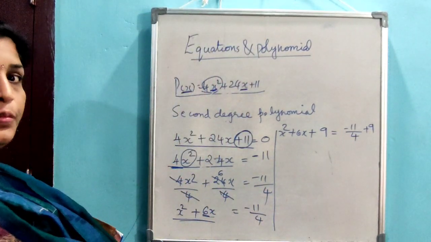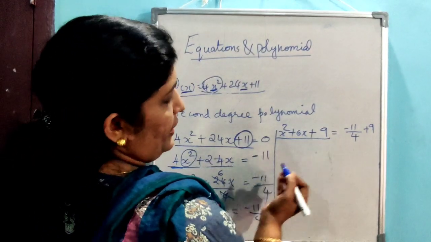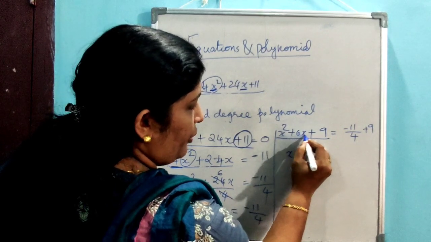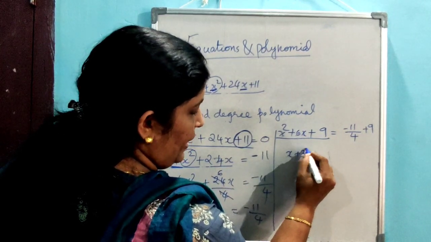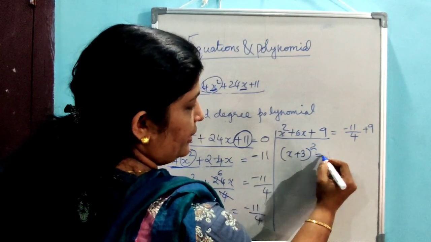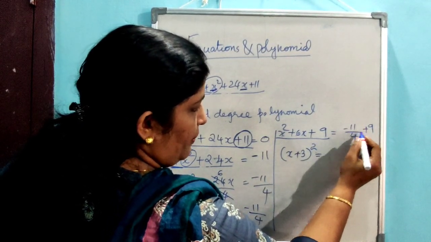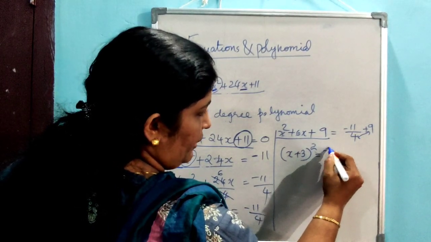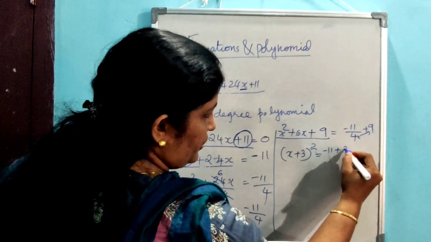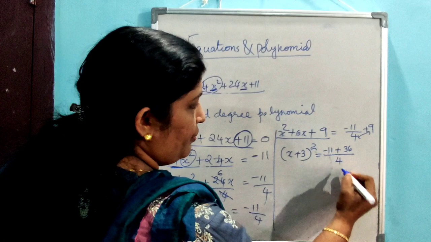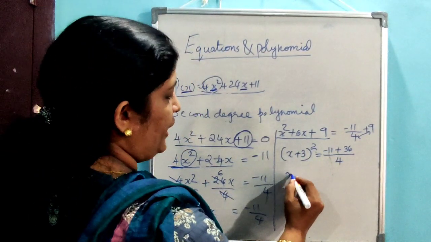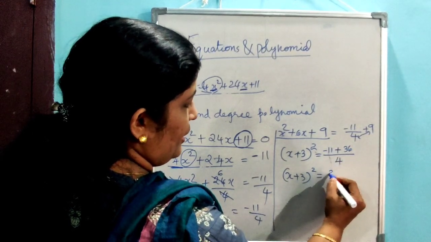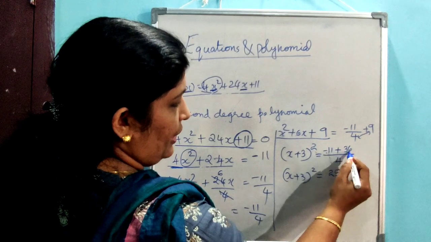Add the same number on both sides of the equation. So this side becomes x plus half of the coefficient of x. What is half of the coefficient of x? 3. x plus 3 whole square. And this side is equal to negative 11 by 4 plus 9. So we can use the cross multiplication method here. We have negative 11 plus 9 into 4, that is 36, divided by 4. So we have x plus 3, the whole square, is equal to negative 11 plus 36 is equal to 25.